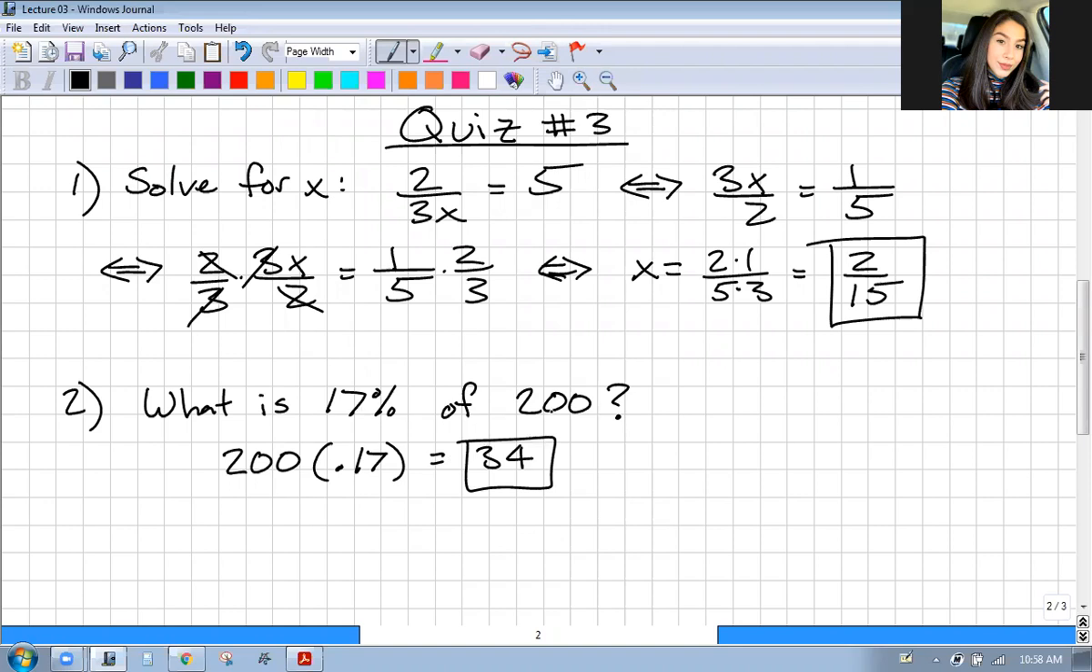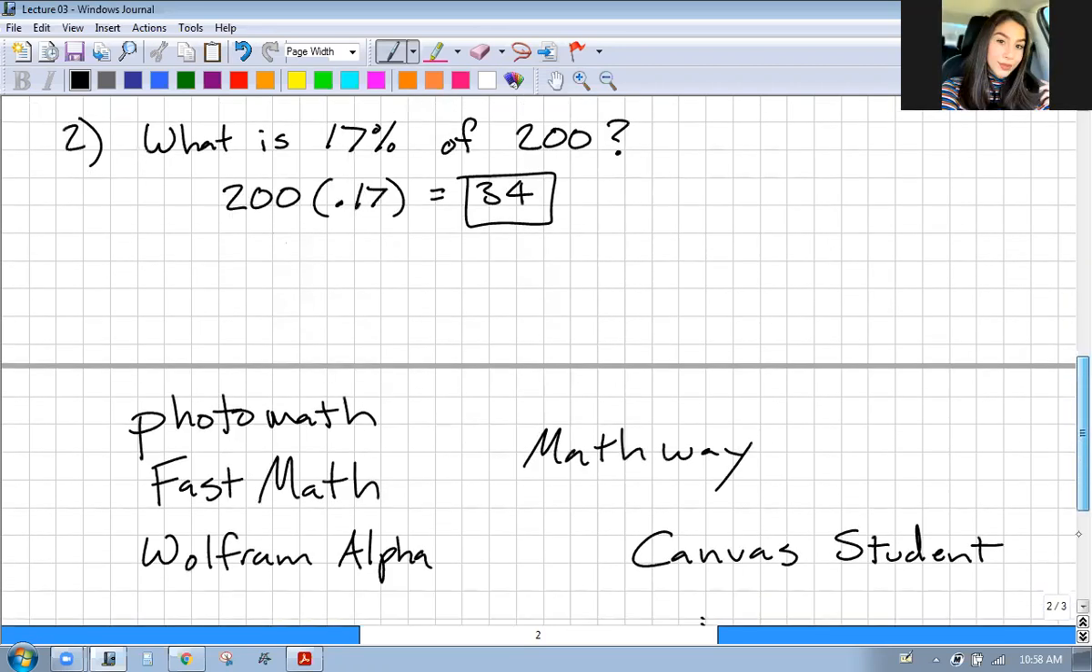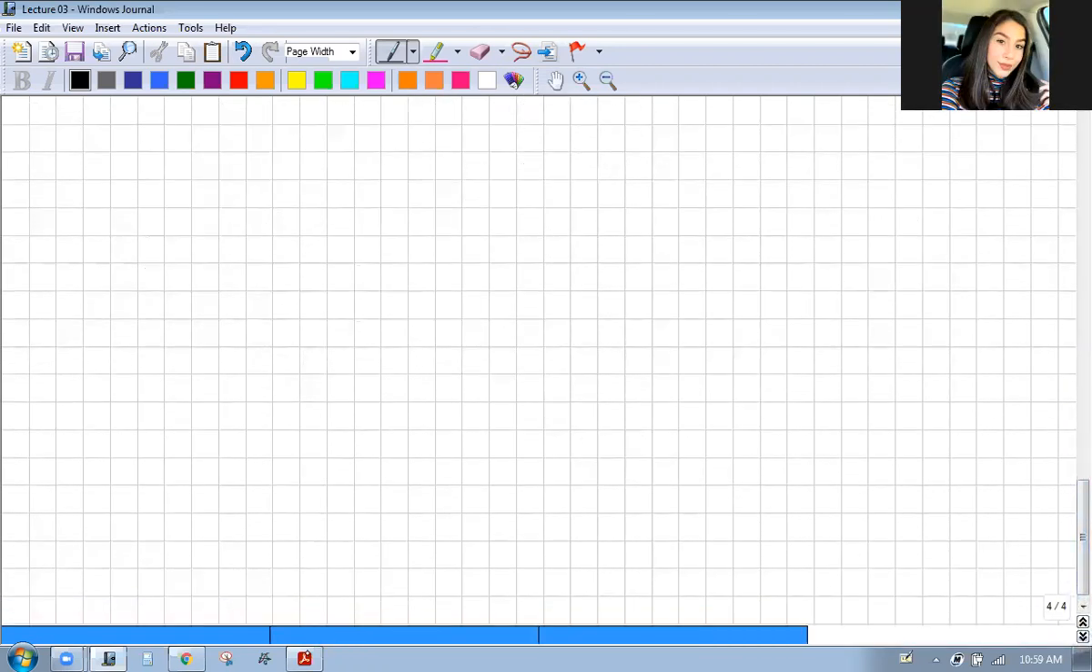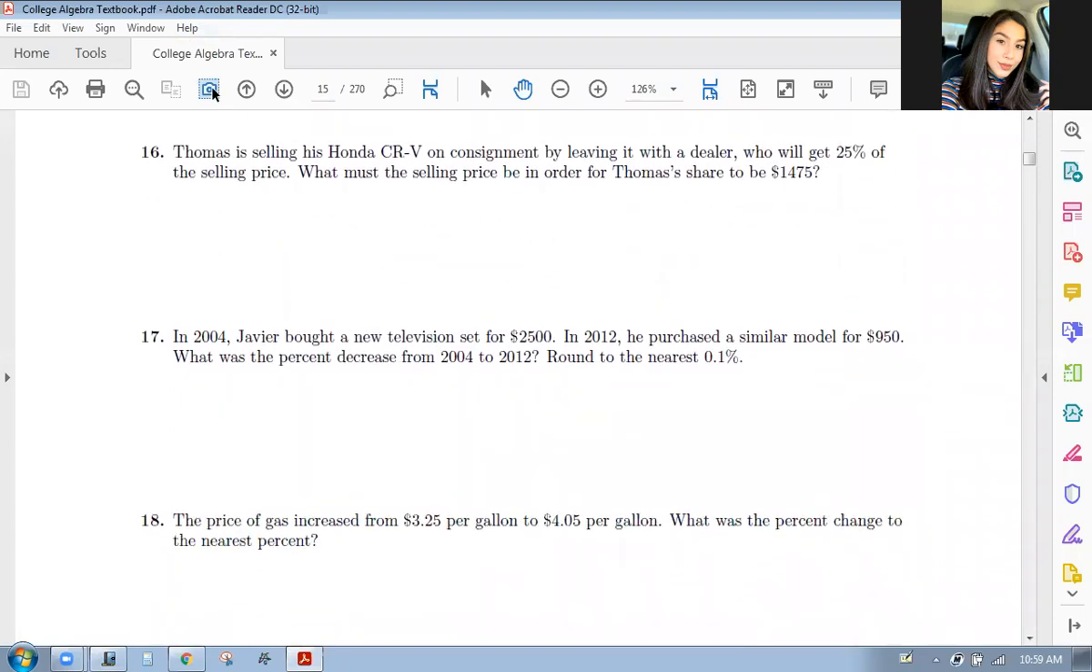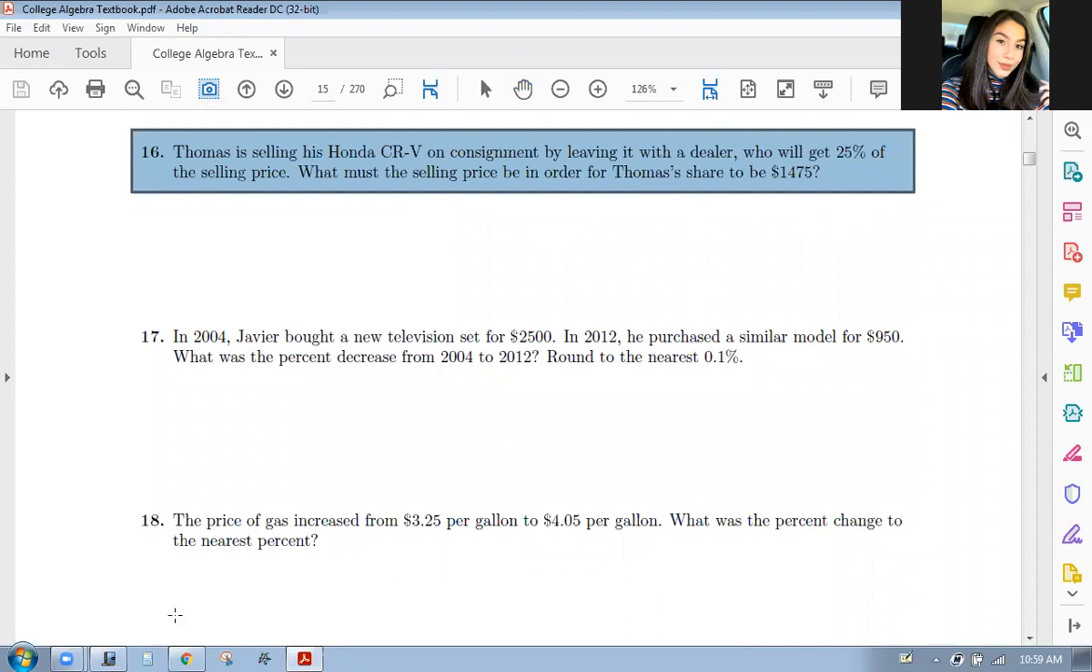What would 17% of 100 be? $17. That's right. So 17% of 200 is just twice that. So twice 17 is 34. Any questions about that one? No, sir. All right, so we left off on number 15 last time. So let's look at 16 here.